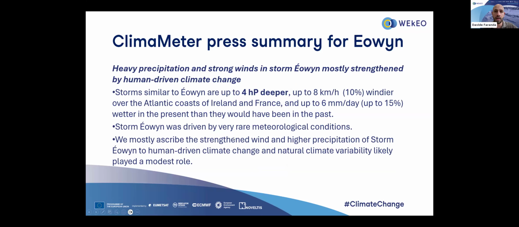So with the summary that you can find for each of our events and contain 3 items. The title shows that the event has been strengthened by climate change. Then we have an item that tells us how changes translate in terms of pressure, winds and precipitation, the rarity of the events, and the attribution statement that in this case says that we mostly attribute the increased powerful storm of Eowyn to anthropogenic climate change.